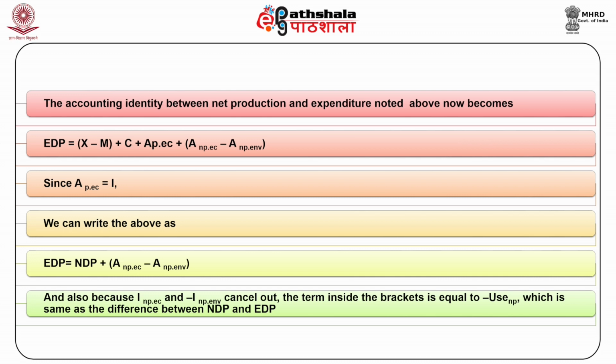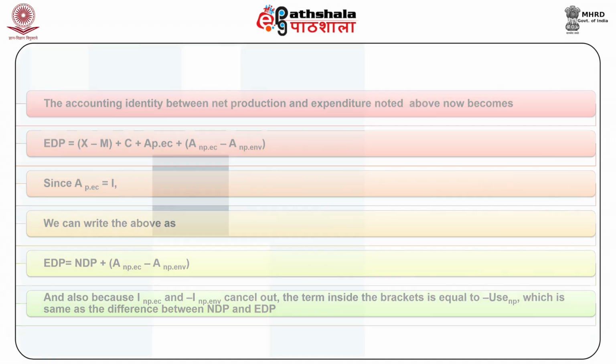And also because I NP.EC and minus I NP.ENP cancel out each other, the term inside the bracket is equal to minus USE subscript NP, which is the same as the difference between NDP and EDP, and hence the identity gets proved.